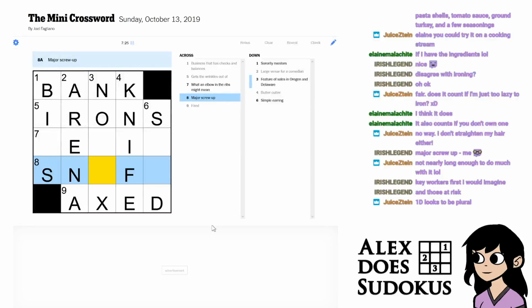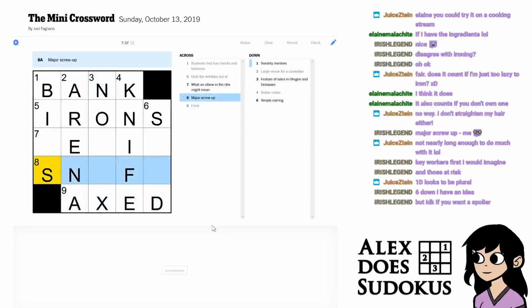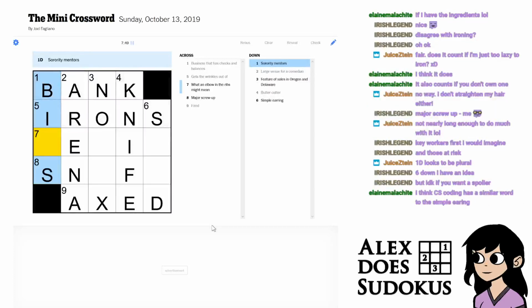So, is this... no, it can't be snuff. It's major screw up. 6 down, you have no idea. I feel like these two have potential. So let's see, if it's an S, then this has to be a 3-letter word. So let's see, A, B, C.